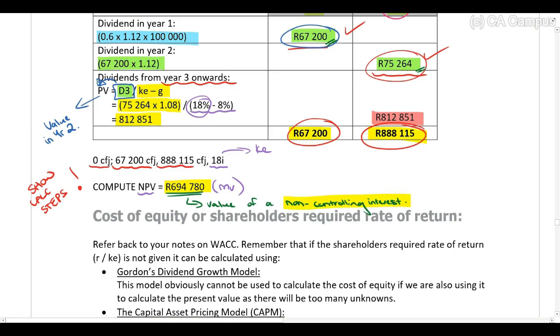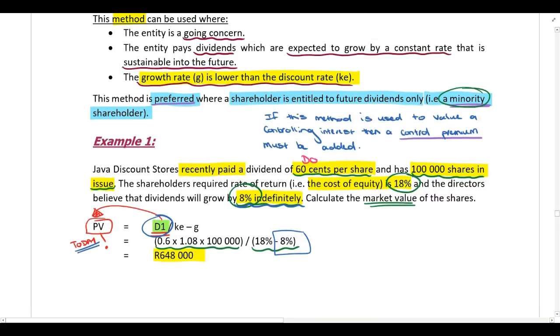Okay. On the other hand, if you use this method in order to value a majority shareholding or a controlling interest, you are going to have to add a control premium because this value that we've calculated over here does not reflect control. It is the value of a non-controlling interest. So if we want to value a controlling interest, we need to add a control premium.